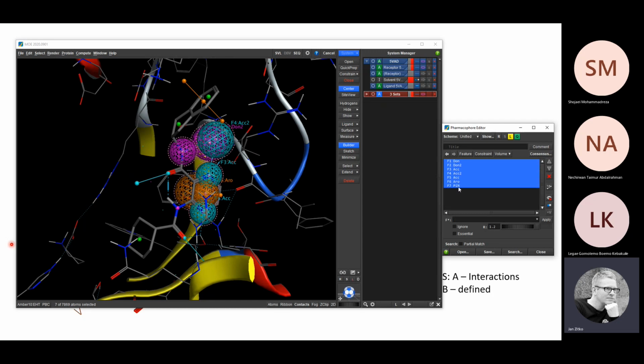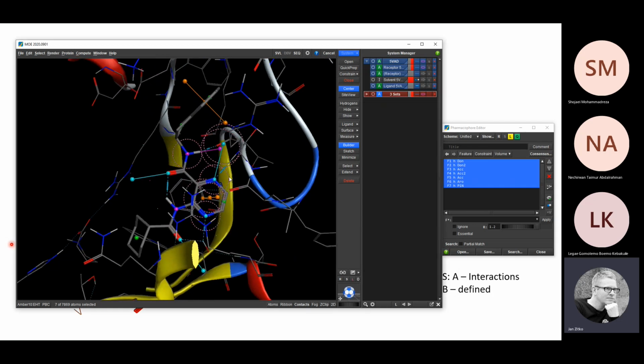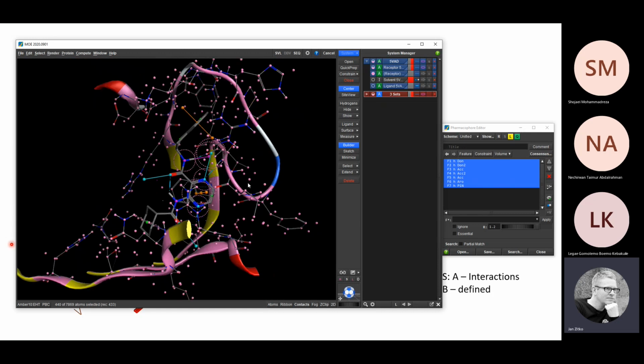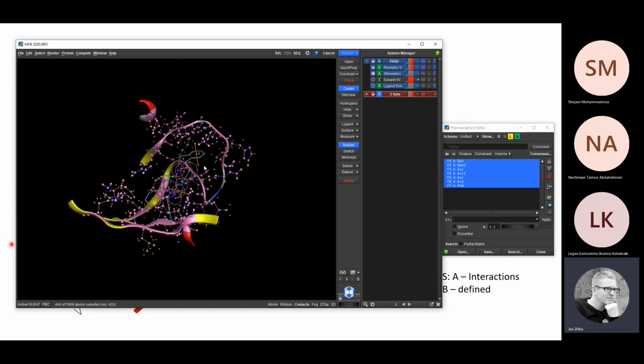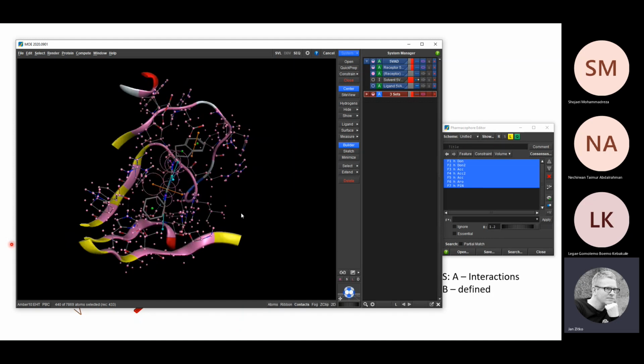So I select them and just hide them. Okay, they are still there, but just hidden. Now I will select the pocket. So I go to select pocket. The pocket is defined as the ligand plus its closest surroundings. These are the atoms of the amino acid residues which form the binding site.